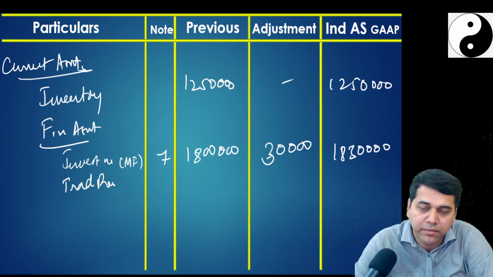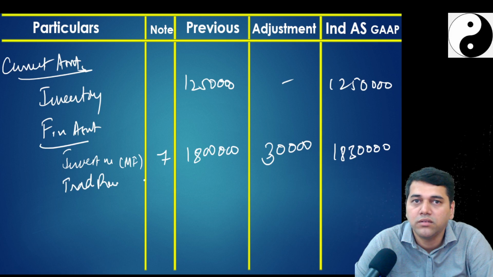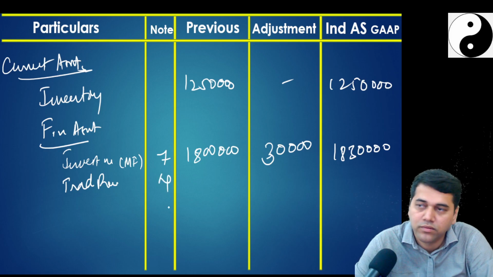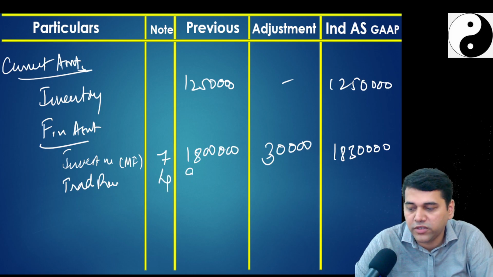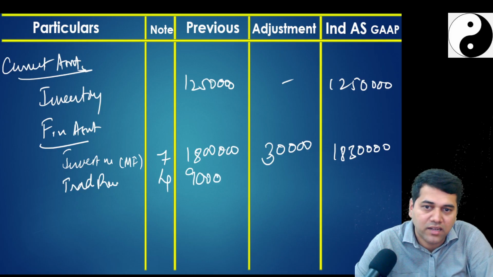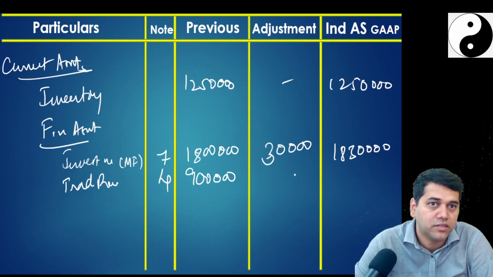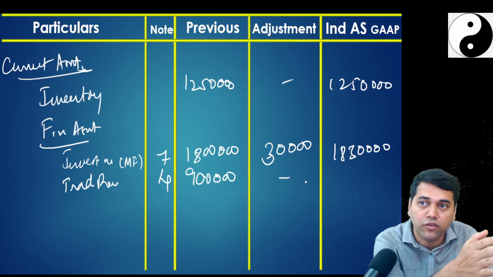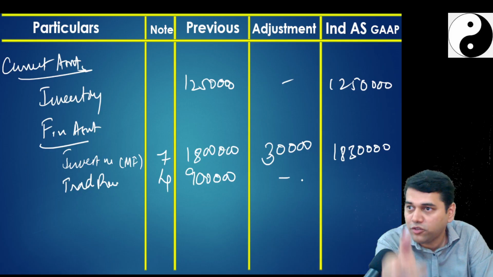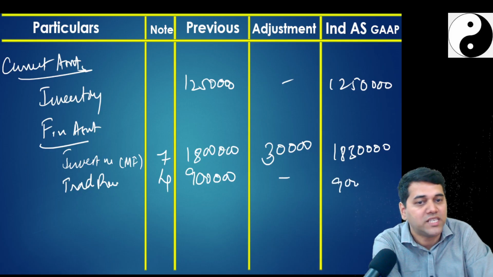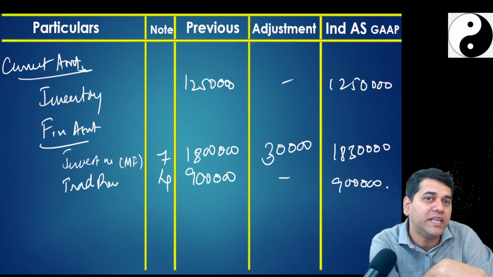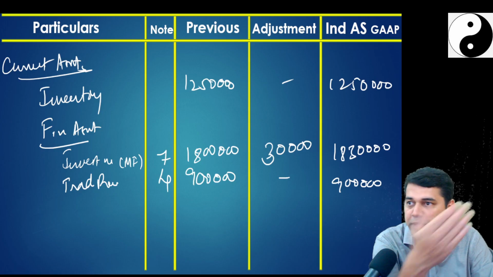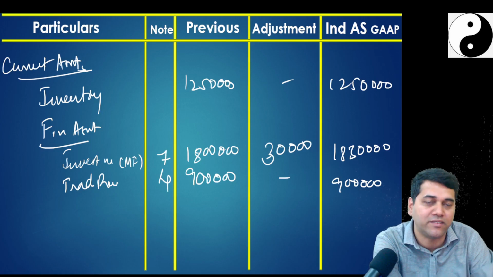Trade receivable. Which note number? 4. Now how much was the trade receivable? 9 lakh. Are there any adjustments? On this day, not there. If you had prepared this financial statement at the end of the year, in the P&L account, that 5,000 rupees difference you would have seen. So next year, the reserve for bad debts would have been increased by 5,000 rupees, because it is a prospective adjustment, not on the day of transition.